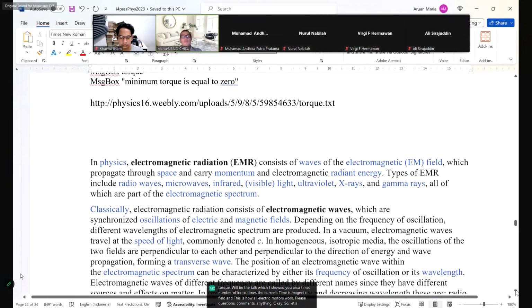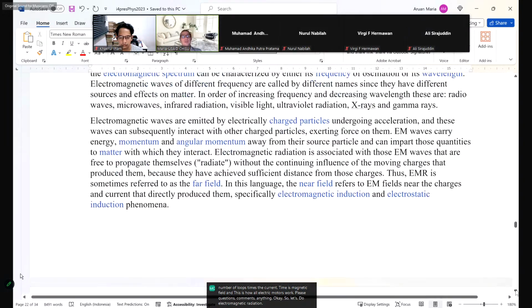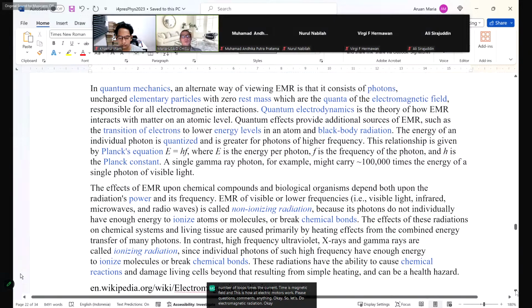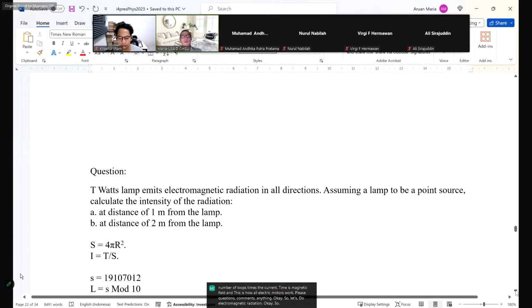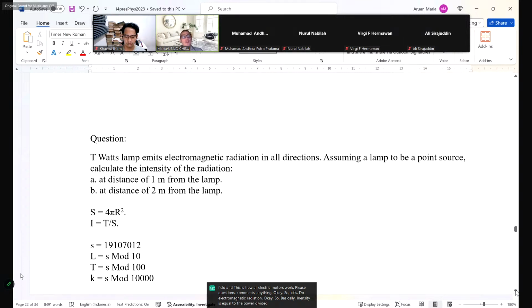So let's do electromagnetic radiation. Basically, intensity is equal to the power divided by the area. So that's the definition of intensity. The question says a T watts lamp emits electromagnetic radiation in all directions. Assuming the lamp to be a point source, calculate the intensity of radiation at a distance of 1 meter from the lamp and at a distance of 2 meters from the lamp, okay?